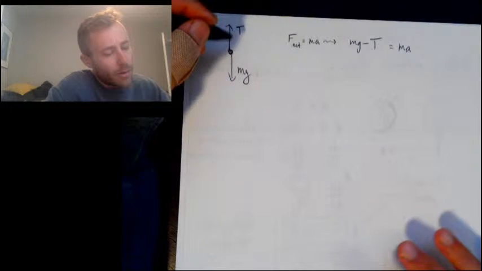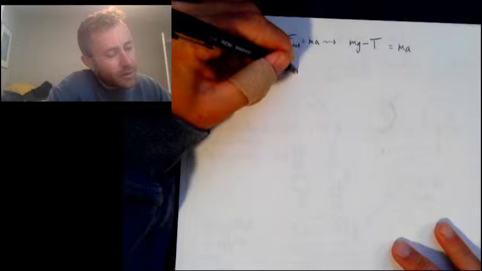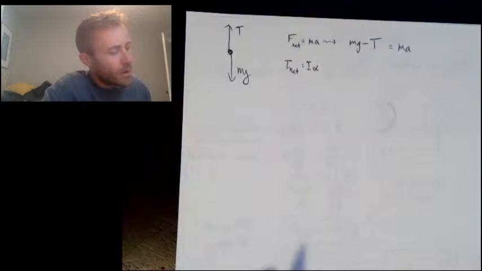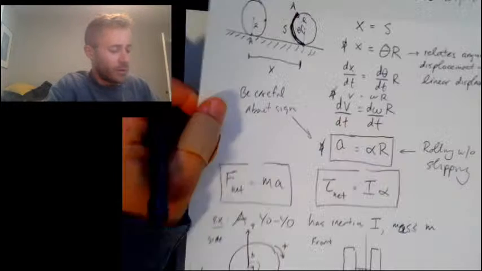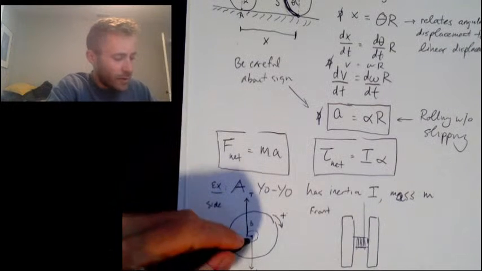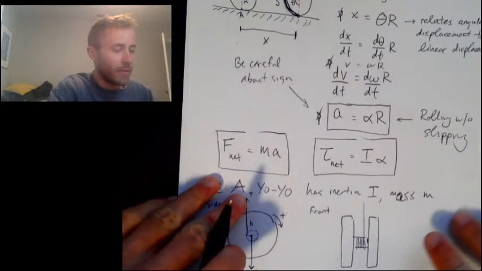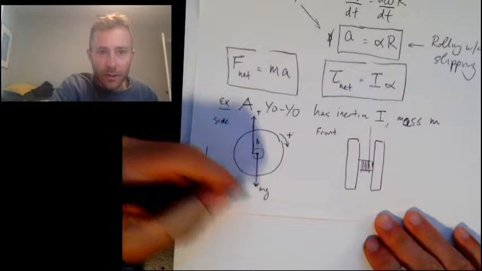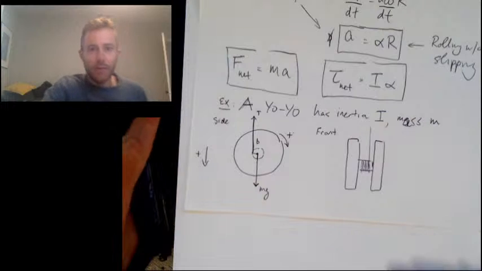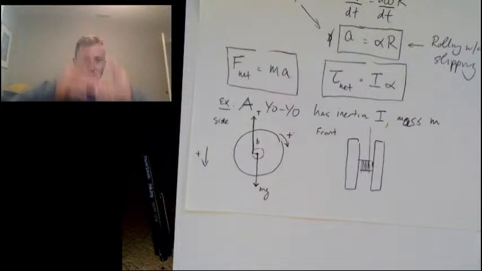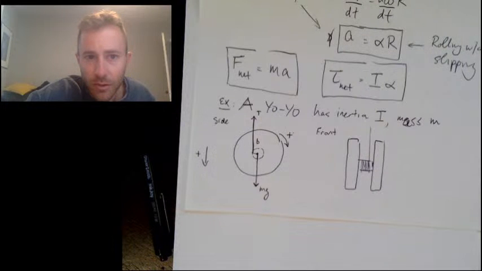Now, let's talk about net torque equals I alpha. If we look at this, the weight force acts as if it were going through the center of mass of the yo-yo, which is the center of the yo-yo. So the weight force does not exert a torque. Think about it. If you just had a yo-yo and you just let it drop without the string, it's not going to rotate, right? It's just going to fall straight down. So the weight force does not exert a torque on the yo-yo, all right?